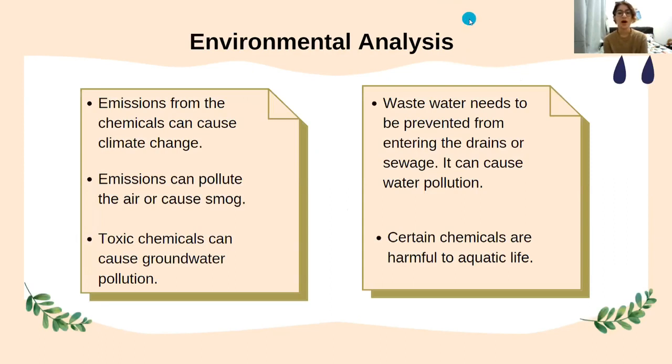For the environmental analysis, we could say that emissions from the chemicals can cause climate change due to the high release of CO2. Emissions can pollute the air or they can also cause smog. Toxic chemicals can cause groundwater pollution. Wastewater needs to be prevented from entering the drains or sewage. It can cause water pollution.